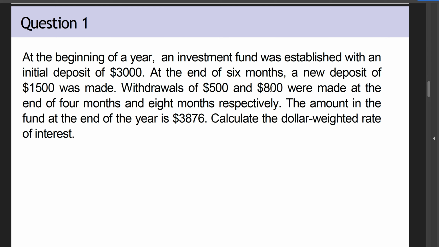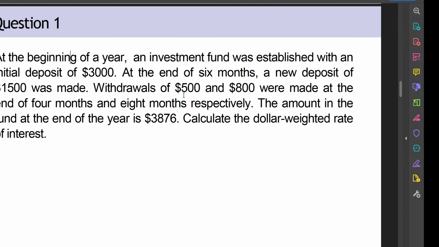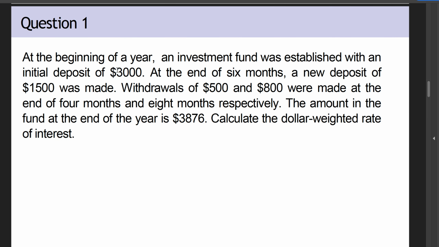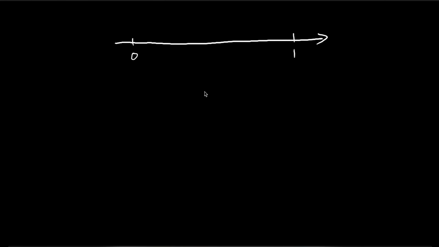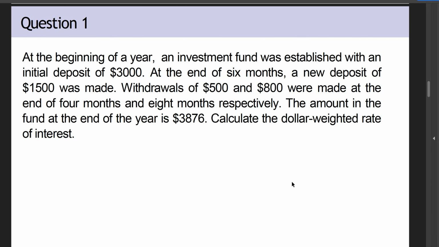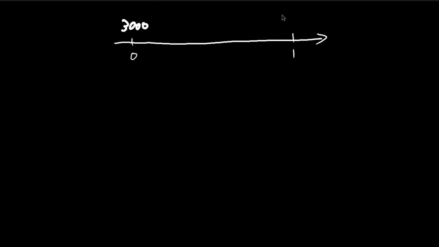In this question, we're being asked to find the dollar-weighted rate of interest, and we're being given certain information. So let's start off by summarizing everything that we know with the timeline. We know that this goes from time 0 to time 1, and starting at time 0, we have $3,000. And then all the way to the end of the year, we have 3,876.